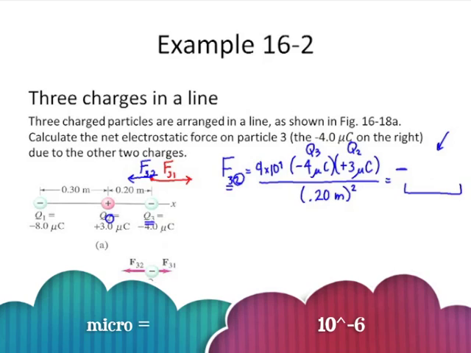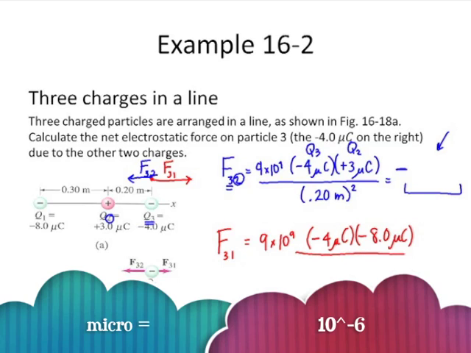The force on 3 by charge 1 is going to equal that same constant times the product of the charges. So again, that's a negative 4 microcoulombs times the negative 8 microcoulombs divided by this distance squared. So this distance is 0.3 plus 0.2, so 0.5 meters, and that's squared. Calculate your answer.